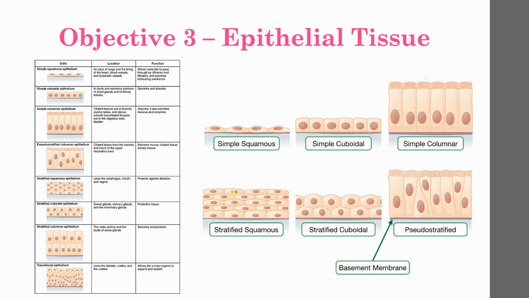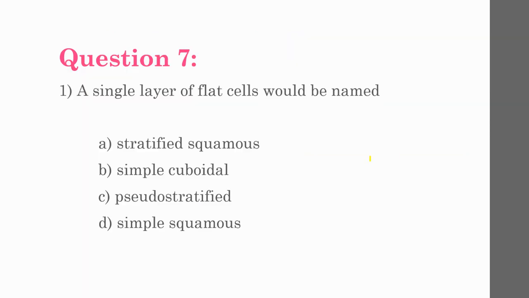And so when we put those two together, we can get the names of our epithelial tissues. So like simple squamous would be one layer of flat cells. We have down here stratified cuboidal. That would be more than one layer of cube-shaped cells. And so we just use the combination of the layers as well as the shape to identify those tissues. And so a single layer of flat cells, single layer would be simple. Flat cells would be squamous. So our answer here would be simple squamous.